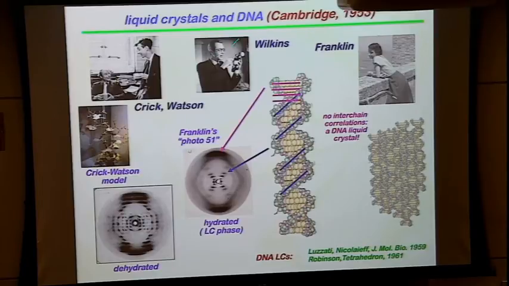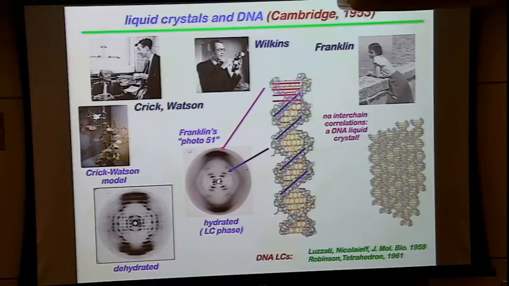So Watson, Crick, and Wilkins won Nobel Prizes. Rosalind Franklin passed away because of X-ray exposure before the Nobel Prizes were awarded. So she probably would have won one also.